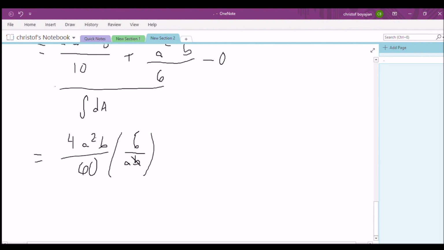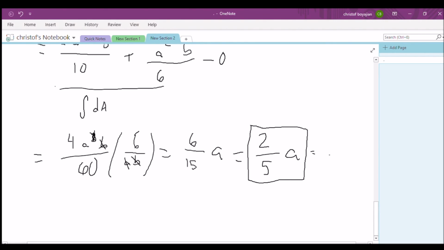All right, so now we can actually cancel some terms out here. So we can cancel out these b's. We can cancel out an a down here and one of these a's up here. This should be 1 over 15. So we have 6 over 15a. And if we simplify this, this should actually end up being 2/5 a. All right, so after all of this work, we get our x-coordinate of the centroid to be 2/5 a. All right, great.